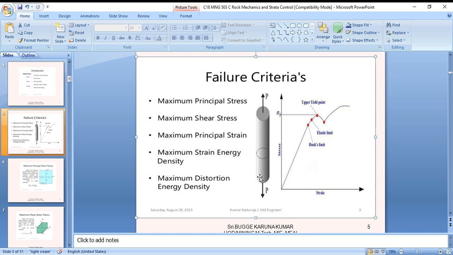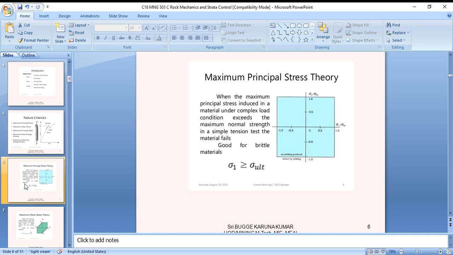It is a major item. So next, coming to the maximum principal stress theory, one of the generalized theories we are using. When the maximum principal stress induced in a material under complex load condition exceeds the maximum normal strength in a simple tension test, the material fails. It is good for brittle material. This is the maximum principal stress theory: sigma 1 greater than or equal to sigma ultimate.